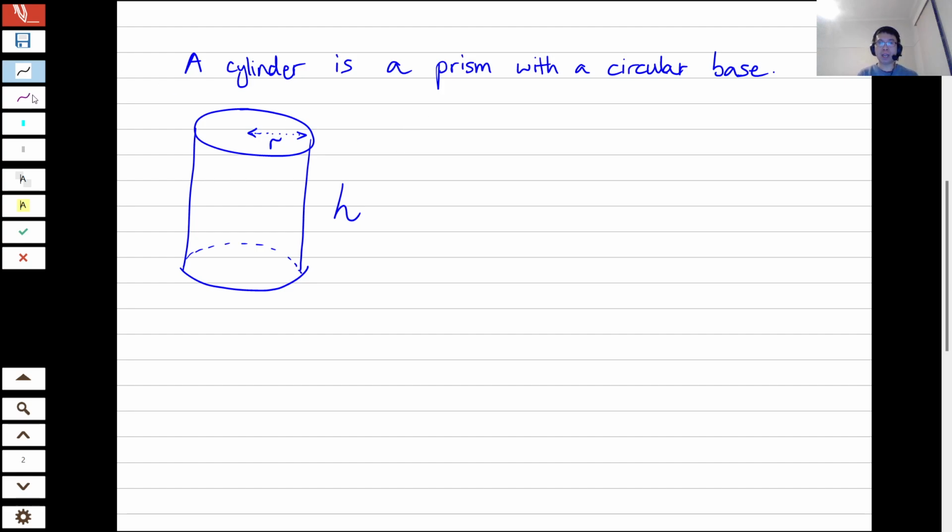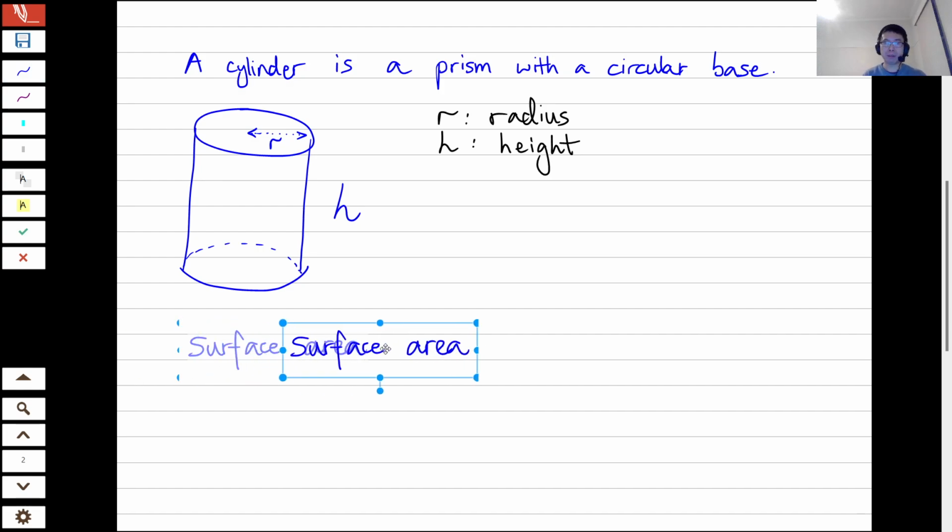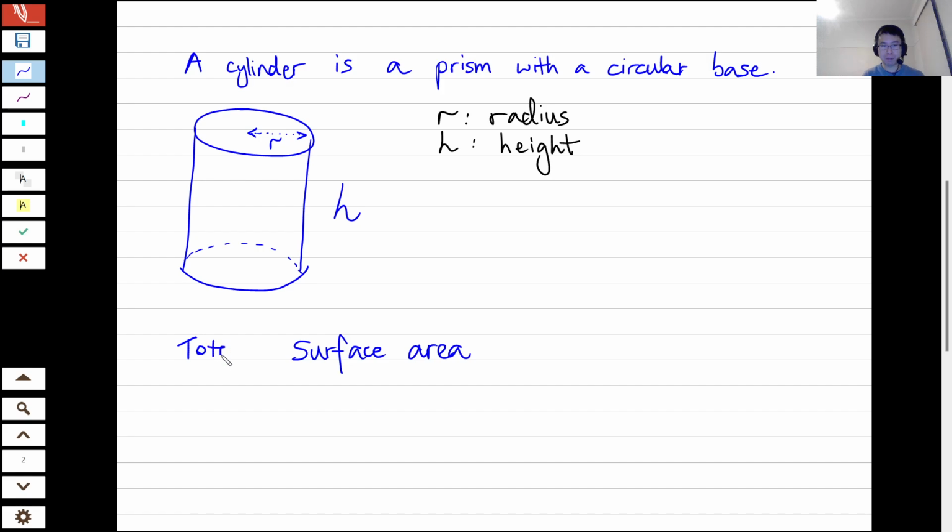So to define a cylinder I need two parameters. One of them is the radius, which we denote by r, and the other is the height, which we denote by h. Once we know the radius and height, we are in a position to write down formulas for the surface area, and maybe to be more specific, I'll call this the total surface area, and the volume as well. So I think we'll start with the volume.